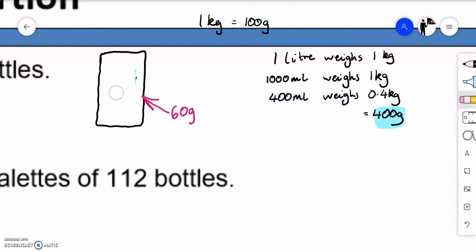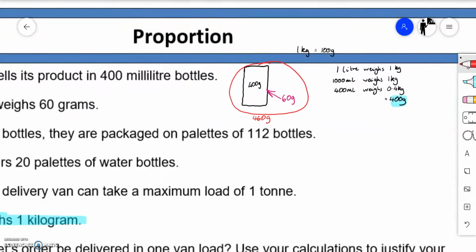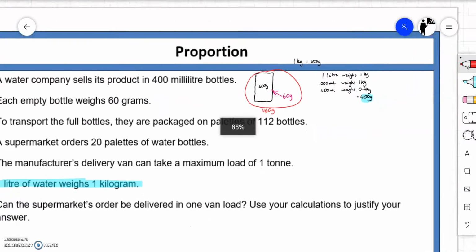So in actual fact, the full bottle of water altogether is going to weigh 460 grams. Okay, so that's what 1 bottle is.